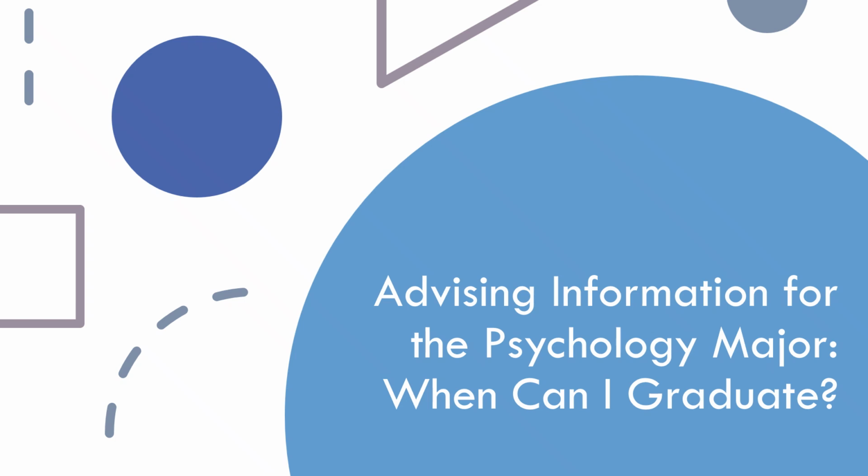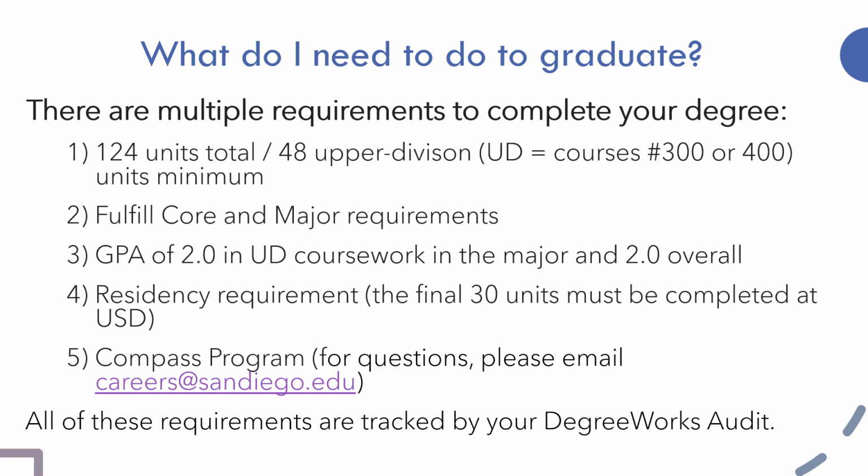This video describes how to answer the question, when can I graduate? There are multiple requirements you need to satisfy to graduate from USD. The first one is that you need 124 total units of college credit. Of these 124 units, 48 need to be upper division. Upper division at USD means courses numbered in the 300 or 400 range.